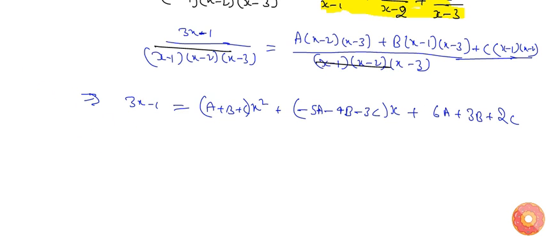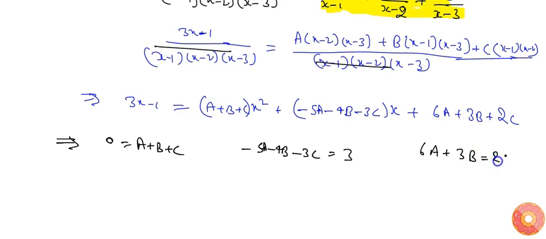So if I compare the coefficients of x square, x and the constant terms, I'll get 0 equals A plus B plus C, and minus 5A minus 4B minus 3C equals 3, and 6A plus 3B plus 2C equals minus 1.